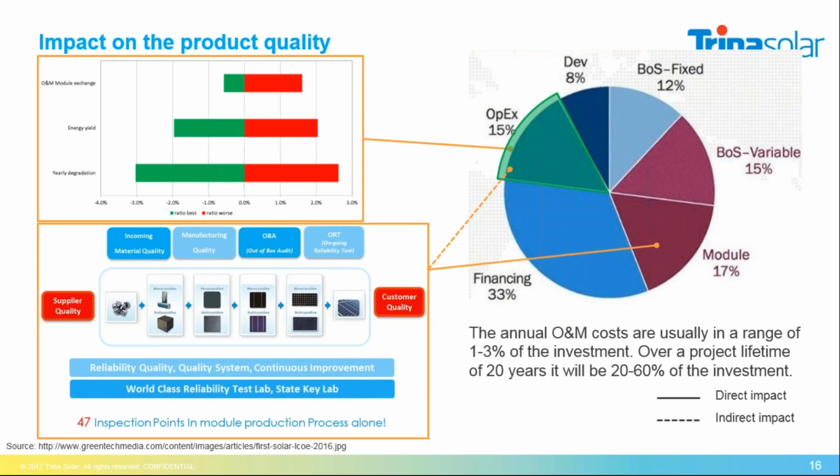Also important is the product quality. We have a quality system applied over the whole value chain, starting from raw material to the final assembled product. We also have the key state lab where we do all the IEC tests or UL tests. That means for all the products we are developing, we know the result before we send them to the IEC test centers, for example TUV. It's always important for low LCOE to invest in good quality products to have no surprises during the project lifetime.